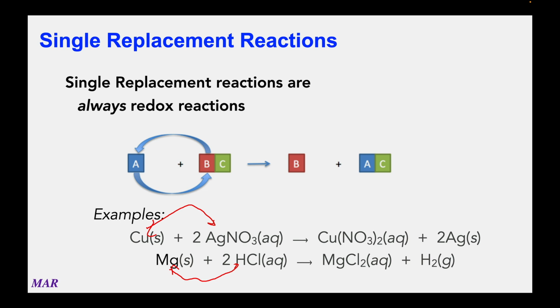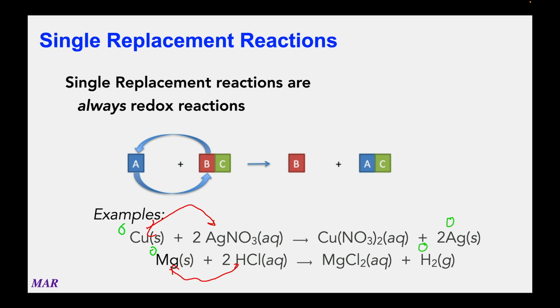Now to confirm that it's redox, you can look at the oxidation numbers. Real briefly here, I'll tell you what the oxidation numbers are. The elements by themselves are 0. So copper, magnesium, both 0. The silver and the hydrogen gas are also both 0. But it's the other pieces that aren't 0.